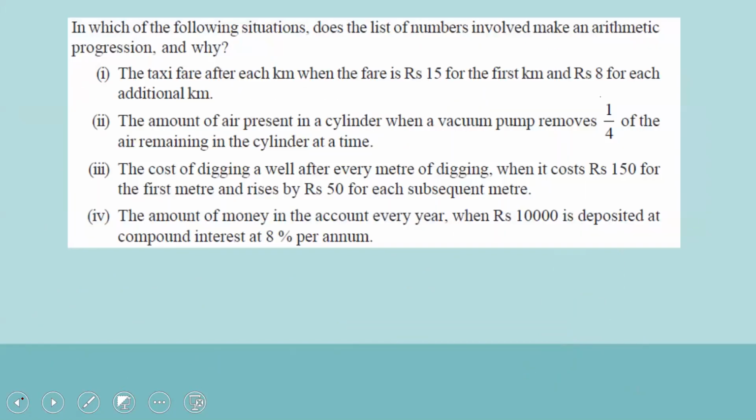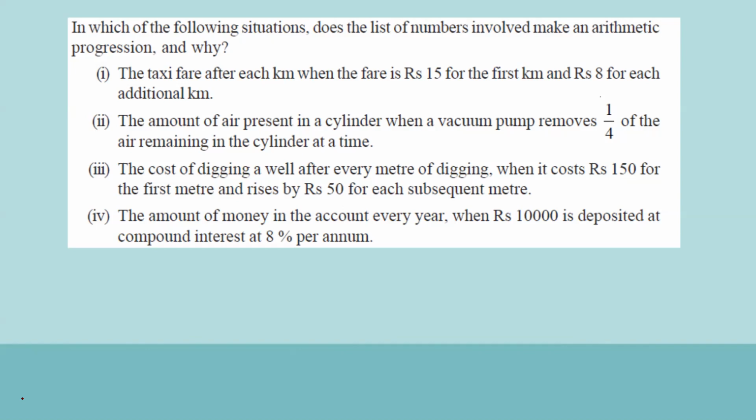Right? So now let's see the next one. In which of the following situations does the list of numbers involved make an arithmetic progression and why? See, in arithmetic progression, number related questions are coming, but application related questions will also come. Applications as in, a situation is given, you need to see what series of numbers it makes, and if it is an AP, we need to specify it. So over here, the taxi fare after each kilometer, when the fare is rupees 15 for the first kilometer and rupees 8 for each additional kilometer.